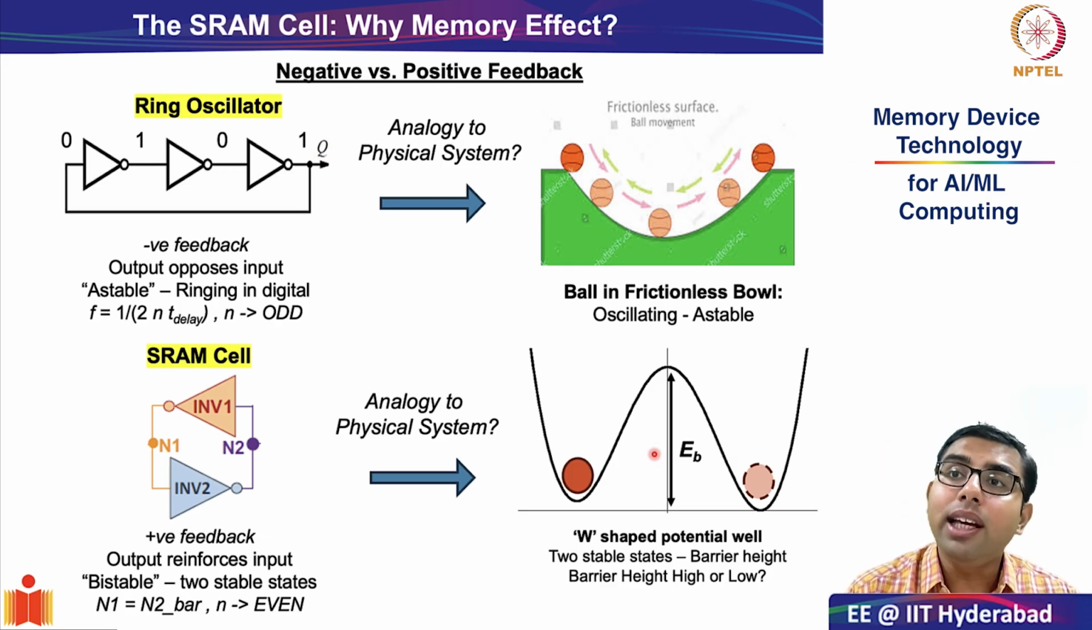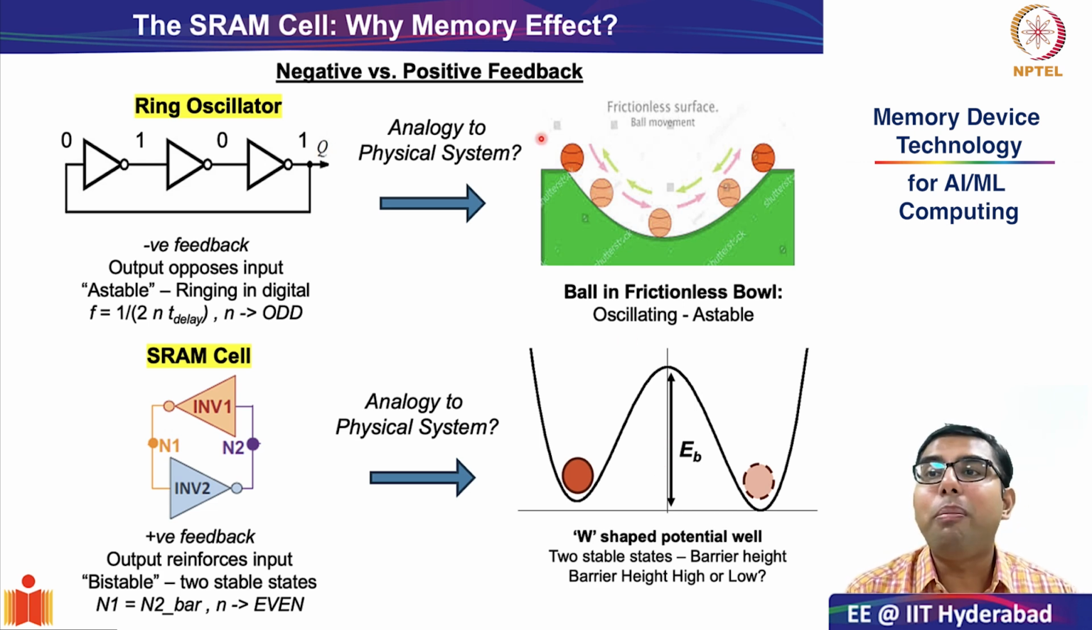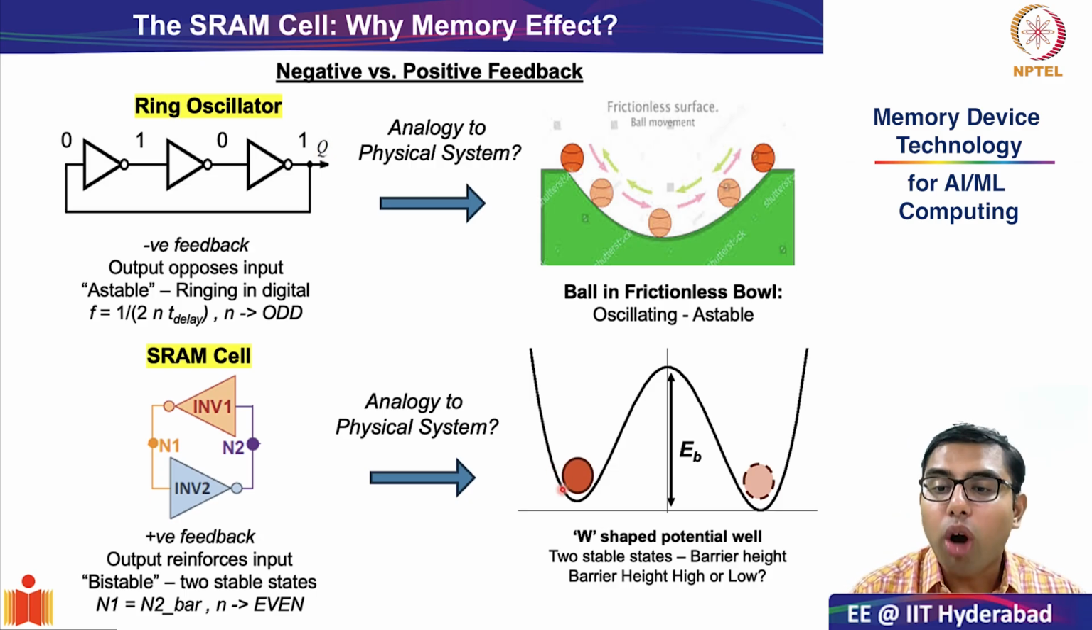Can we make the height of the energy barrier too large? That too has its own set of problems. Please recall that what is interesting about any memory element is not only that it is able to hold on to the states, but also that you can modify the value. You can write the value. If the barrier height is too large, it will take a lot of energy to transport this ball from state 0 to state 1 and vice versa.